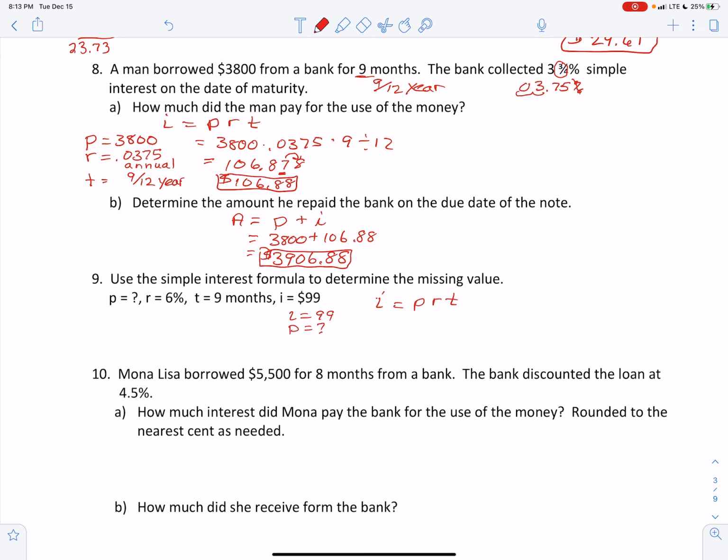The rate is 6%. So we want that as a decimal, so I'll drop the percent sign and divide by 100 or move the decimal point from behind the number 2 places to the left. So it's 0.06. Now it's annual. So I need my time in years. So to go from months to years, you'll take the number of months, divide by 12.